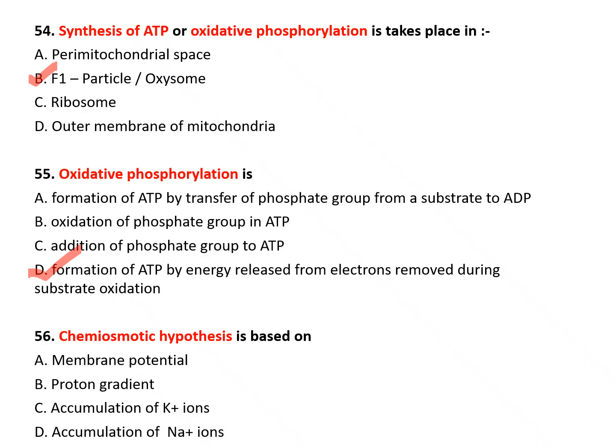The next question, number 56. Chemiosmotic hypothesis is based on option A, membrane potential, option B, proton gradient, option C, accumulation of potassium ion, option D, accumulation of sodium ion. Correct answer is option B, proton gradient.